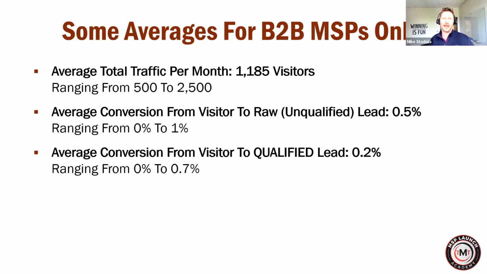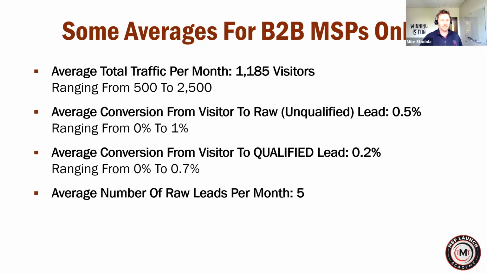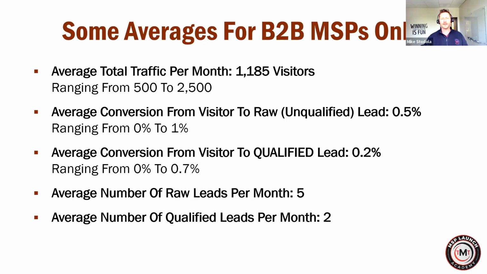But again, how many MSPs out there, when they get a call on a Friday afternoon about a broken laptop, are rushing out and making sure that this is a good lead, versus handling that incorrectly and marking it unqualified and then saying you're not getting any good leads with that. So anyways, these are the averages from them reporting. Average number of raw leads per month was 5. And then the average number of qualified leads from their website per month was 2.